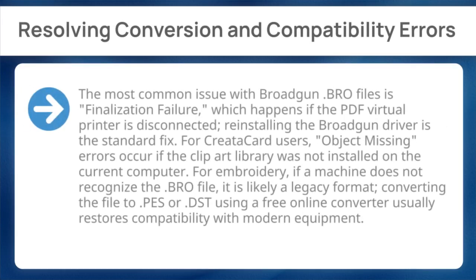Finally, resolving conversion and compatibility errors. The most common issue with Broadgun .bro files is finalization failure, which happens if the PDF virtual printer is disconnected. Reinstalling the Broadgun driver is the standard fix. For CreataCard users, object missing errors occur if the clip art library was not installed on the current computer. For embroidery, if a machine does not recognize the BRO file, it is likely a legacy format. Converting the file to PES or DST using a free online converter usually restores compatibility with modern equipment.